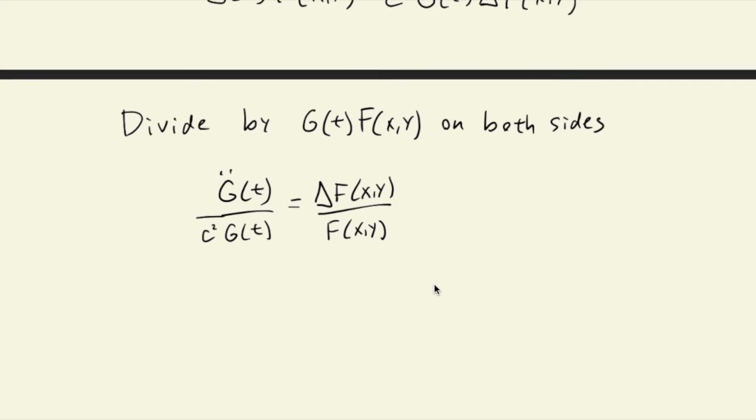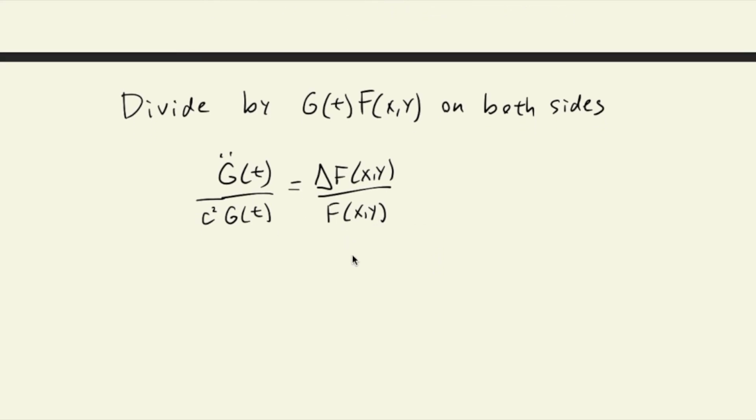Yeah, so this is the equation now. We have to assume that g of t is not 0 and f of xy is not 0 for us to divide, but let's not think too hard about this.